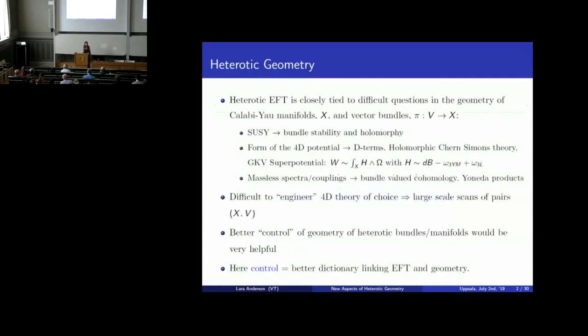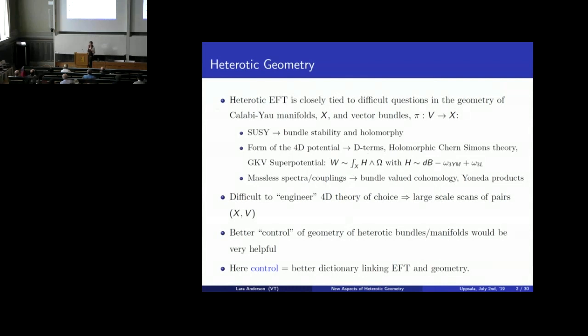So, the motivation for this work. In compactifications of heterotic string theory, from a physics point of view, these are a challenging arena to try and write down effective theories, because details of the effective physics in four dimensions that you would achieve, n equals one, supersymmetric theories, Yang-Mills theories coupled to supergravity, these are very closely tied to, in principle, many different difficult problems in the geometry of Calabi-Yau manifolds and vector bundles over them.